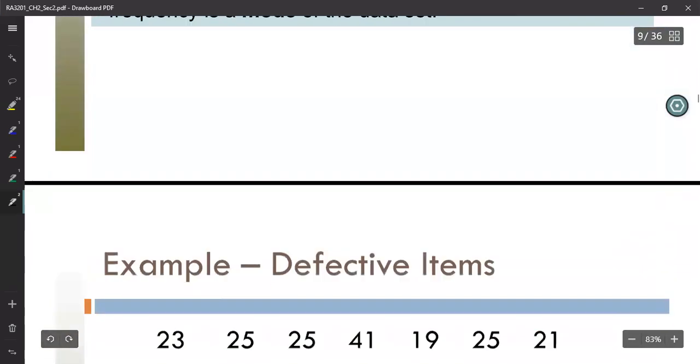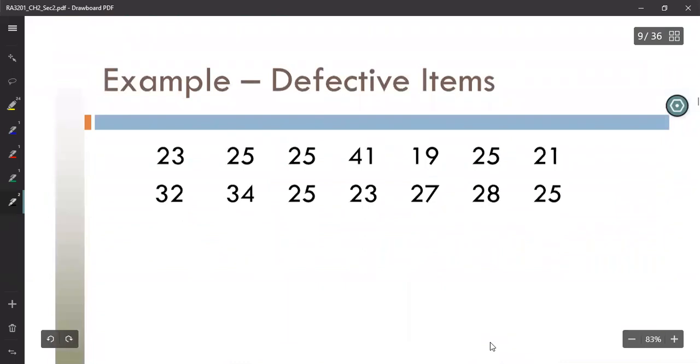Okay, let's go back to the defective items data. Now, in this data set, there are 14 observations, and you can clearly see there is one observation that occurs many times. What is it?